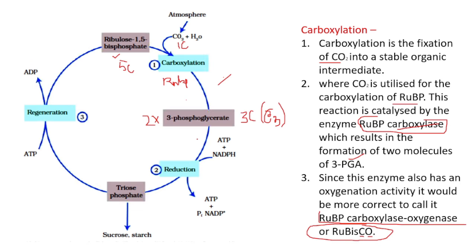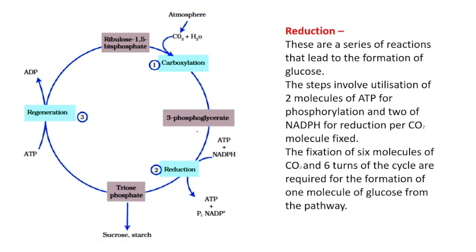If this had been a 4 carbon compound, then we would have given the name C4. Then 3-phosphoglycerate will be reduced by the utilization of ATP and NADPH. So ATP and NADPH will undergo phosphorylation. Here we will have 2 molecules of ATP and 2 molecules of NADPH for each CO2 molecule fixed, and this reduction will take place, and this will undergo 6 cycles.